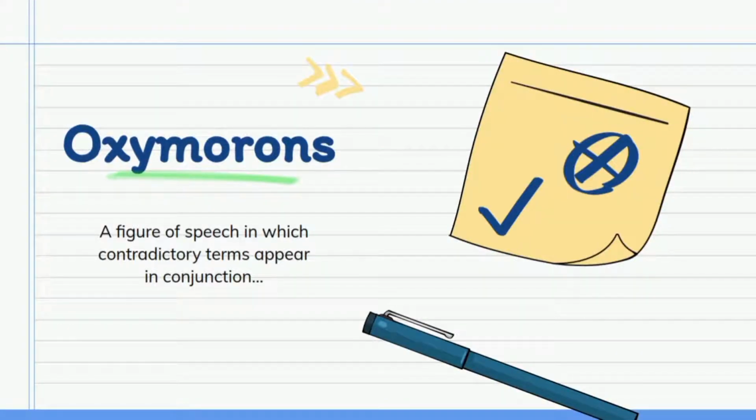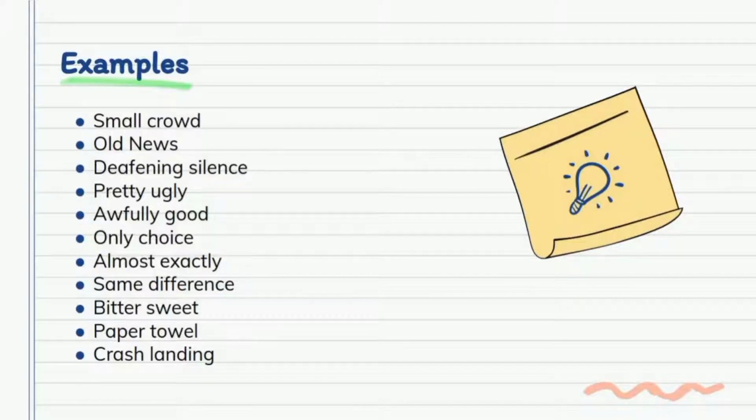They are a figure of speech in which contradictory terms appear in conjunction. It's basically two opposite words used one after the other. Now here's some examples for you guys. There's a lot, I'll leave you guys some time to read them off, but there's stuff like small crowd, deafening silence, awfully good, almost exactly, bittersweet, and crash landing. You'll notice that all these words are opposites of each other.